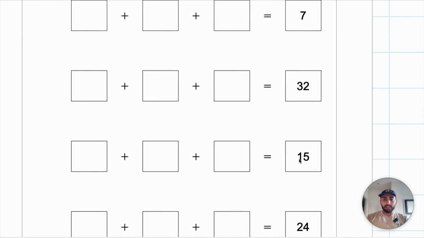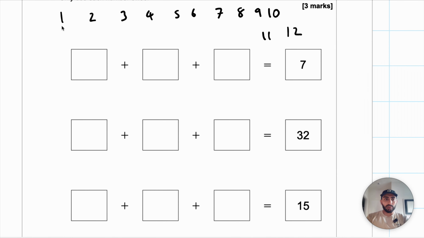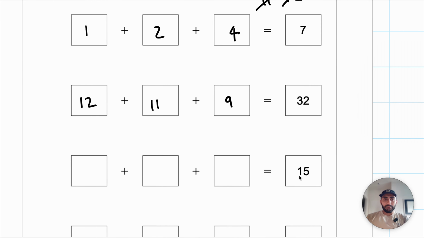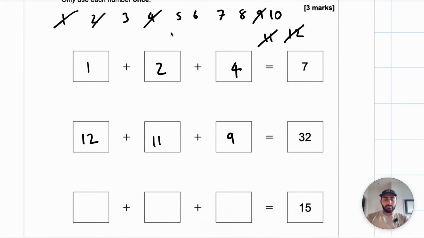So to make 7, because I can see it's the smallest number, I'm going to choose the smallest numbers first. I'm going to use 1 and 2. So 1 and 2 is 3, and I need 4 more to get to 7. For this 32, because it's the largest number, I'm going to choose the 2 largest numbers to get as close as I can. So I'm using 12 and 11. 12 and 11 is 23, so I need 9 here to make that one work. That's 12, 11, and 9 gone. For 15, let's just use 3 and 5 first. 3 and 5 gives me 8, and 8 and 7 would give me 15. So 3, 5, and 7 are done.